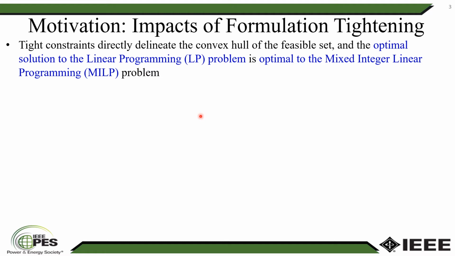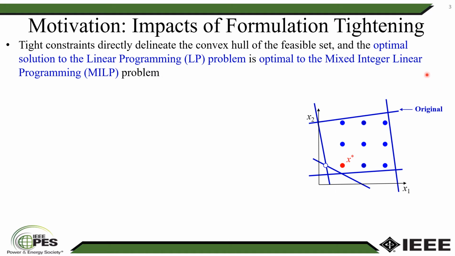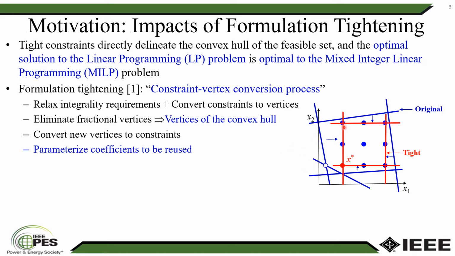Let me now explain the motivation behind our approach. Up first is the impacts of formulation tightening. The idea is that tight constraints directly delineate the convex hull of the feasible set, and the optimal solution to the LP problem is also optimal to the MILP problem. Let's consider the original formulation, which is not tight. The solution to the MILP problem is X star, but the solution to the LP problem is different from X star. However, if the formulation is tight, represented by the red lines, the solution to both the MILP and LP problem is X star. Hence, we can use integer relaxation to get the same optimal solution.